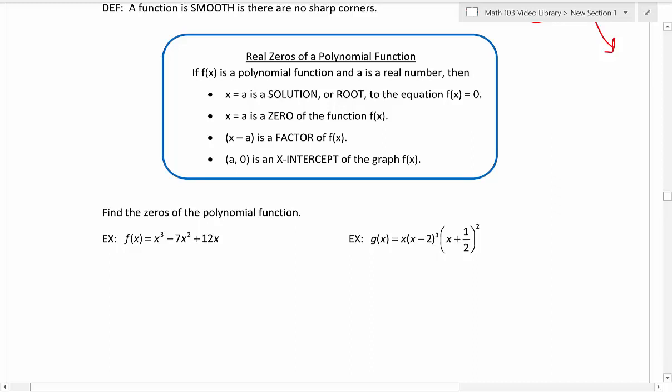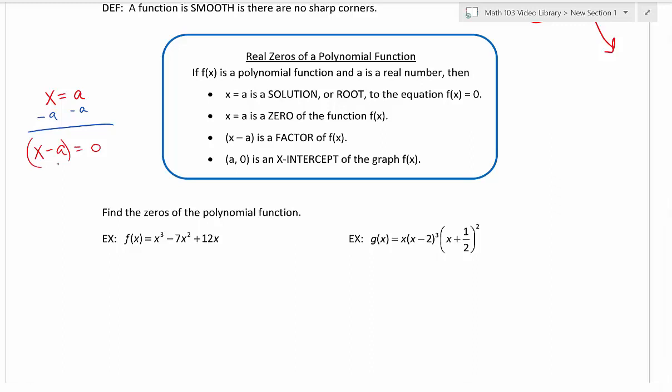x equals a is a 0 of the function f of x. So a 0 is simply the solution when you set the equation equal to 0 and solve. x minus a is a factor of f of x. So if we have x equals a to be a 0, to get the corresponding factor, we just set it equal to 0. So we would get x minus a equal to 0, and that x minus a is the factor. That's what our third bullet says.